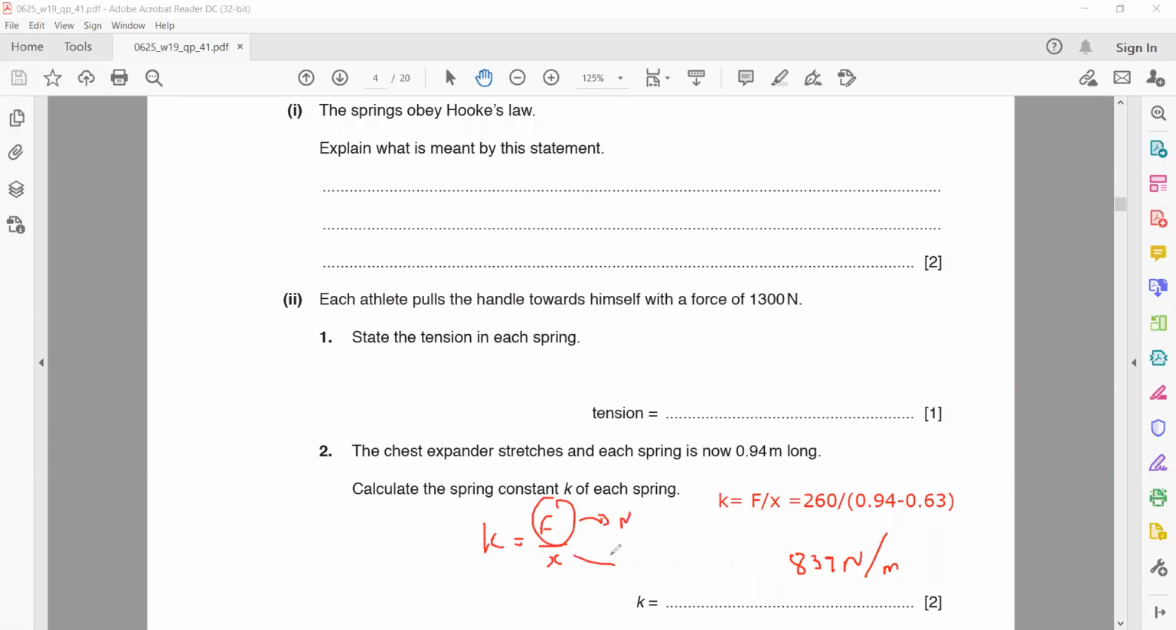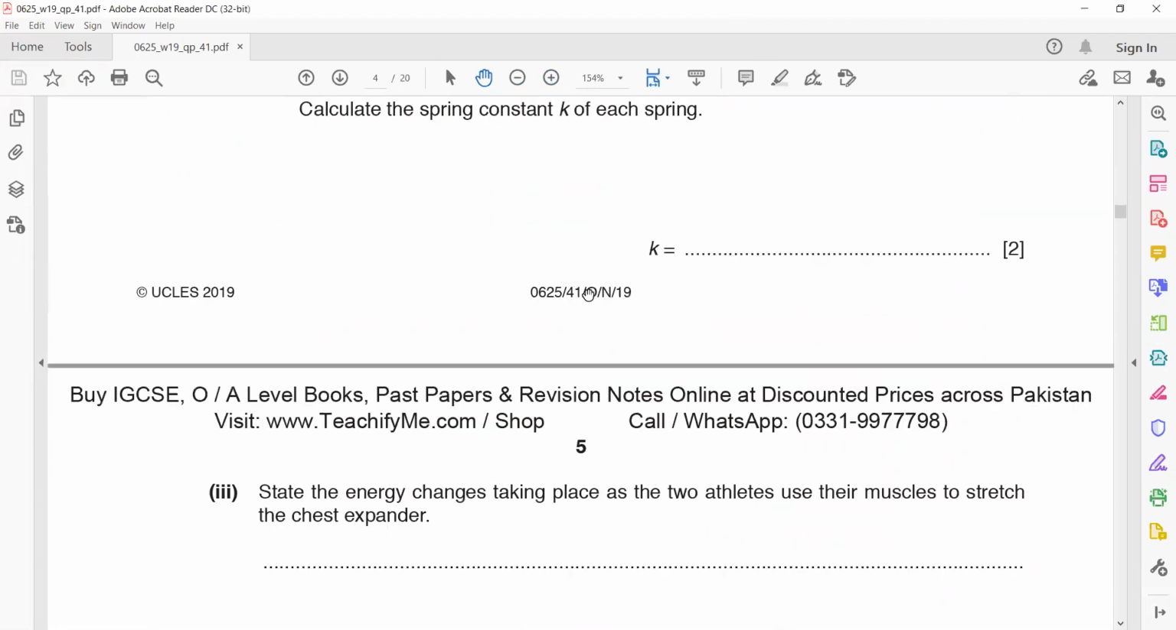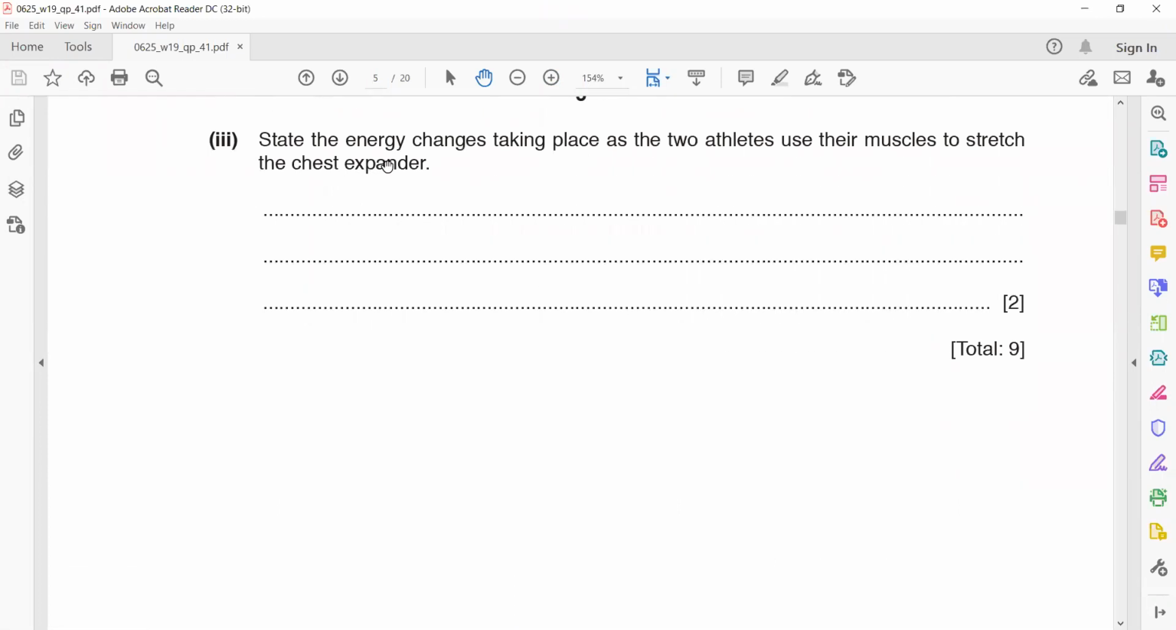The next question, state the energy changes that take place as the two athletes use their muscles to stretch the chest expander. What is the energy transformation or energy change? Chemical, first they are using their chemical energy, which changes to kinetic, and then when something is deformed, changes its shape, size or length, it will have elastic strain energy. The elastic strain energy will be there.